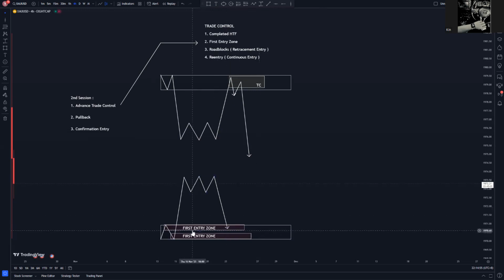So if inside of the first zone there is no confirmation entry, what will happen? Can you guys tell me what will happen? Like for those who haven't joined this second session yet, which is Vincent and Corey, if I'm not mistaken.